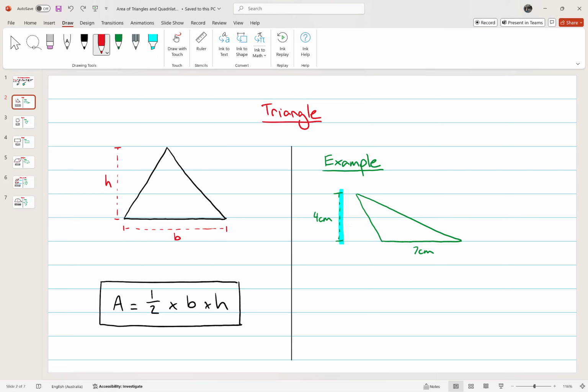So now that we've got that, our area is going to be half times 7 times 4. It doesn't necessarily matter which one is the 7 and which one is 4, which one's the base, which one's the height. We've got 0.5 times 7 times 4, and this equals 14. And we see that the units are in centimeters, so making sure that we're writing the correct unit, it's 14 centimeters squared. And that's all there is to it.